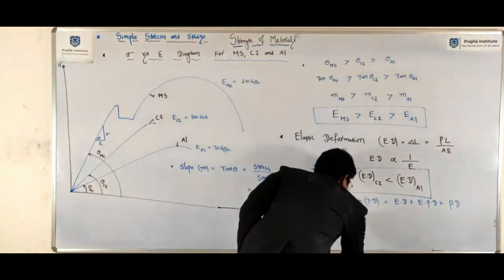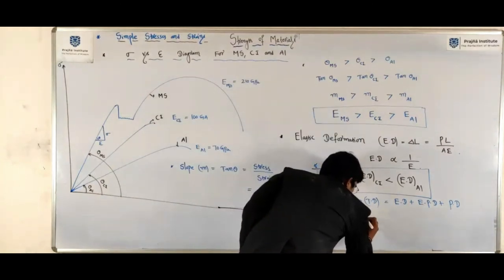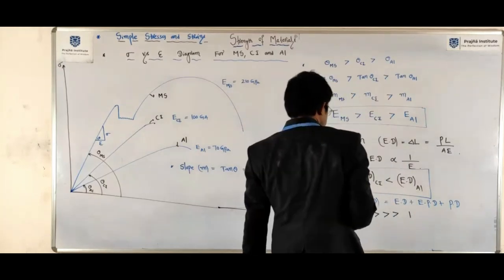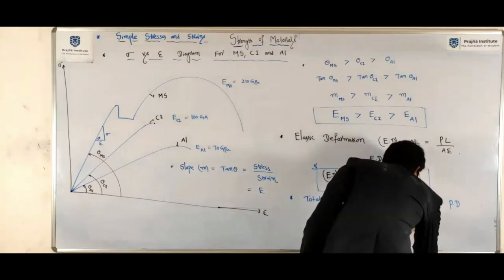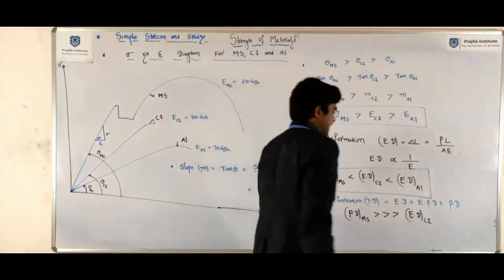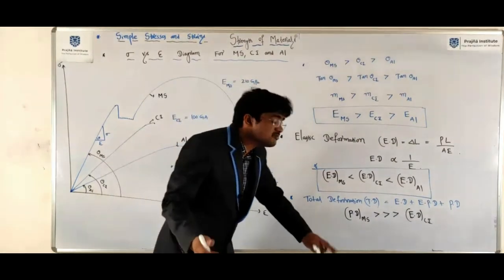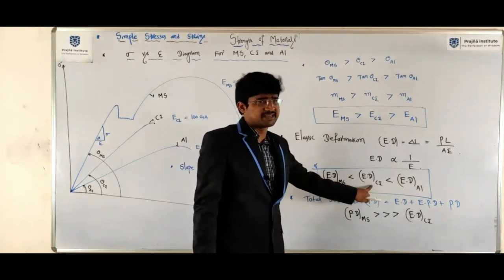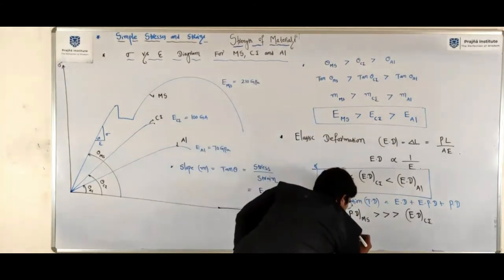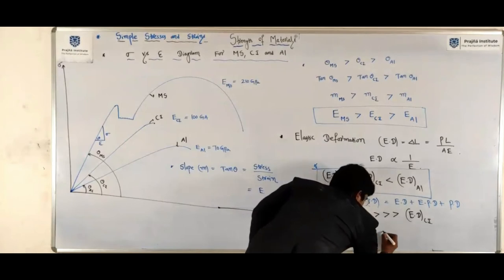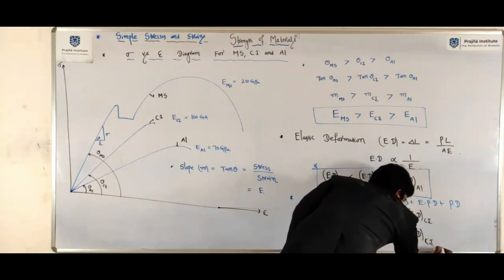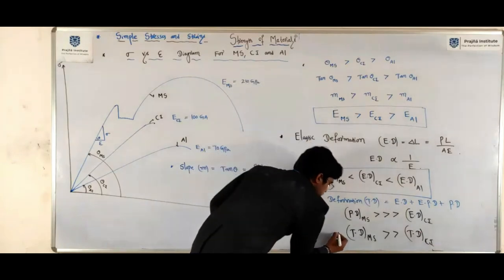We can write, plastic deformation of the mild steel is far, far greater than the elastic deformation of the cast iron. So even though elastic deformation of the mild steel is less than the elastic deformation of the cast iron, total deformation of the mild steel will be greater than the total deformation of cast iron. So this comparison is very, very important.